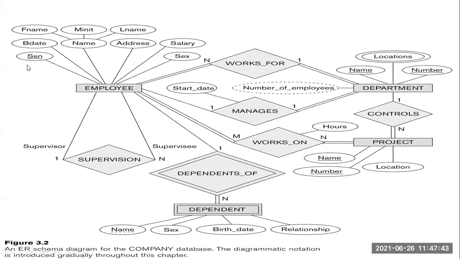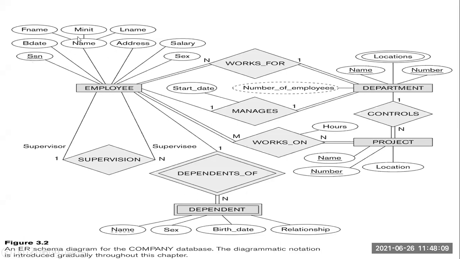So let us look first at the social security number, which we call SSN here. It is underlined. It means this table or entity has a key attribute called the social security number for each employee, and this value is not going to get repeated for other employees. So this is represented as a key attribute here.